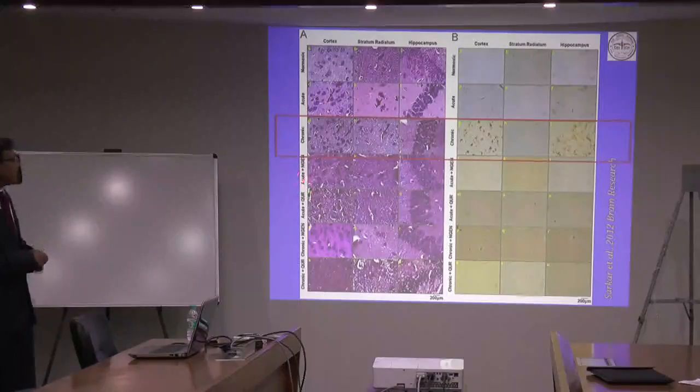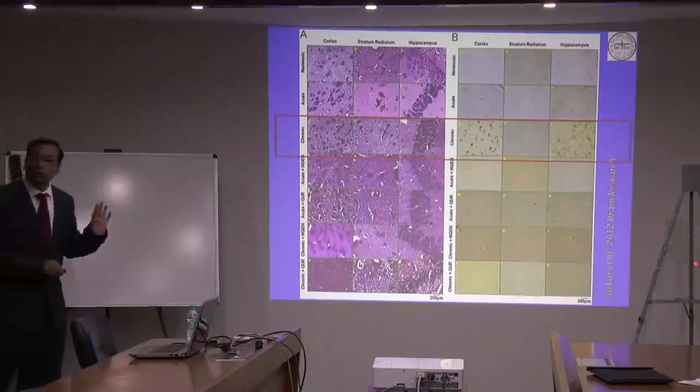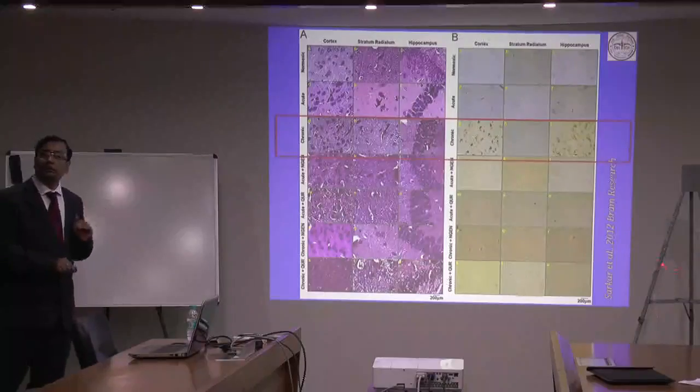And here what happened? We have used naringenin and quercetin, and we have observed that after treatment with these two drugs, we have somehow rescued the neurodegeneration which occurred due to the hypoxia.